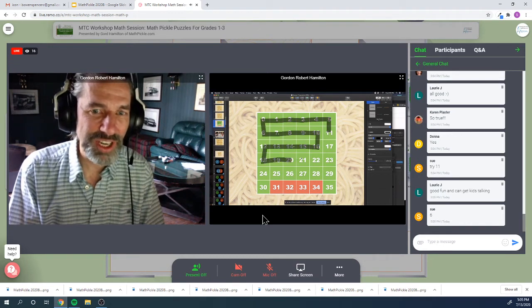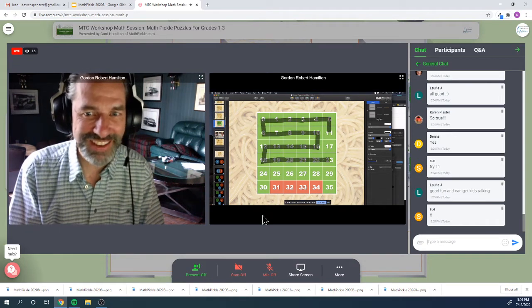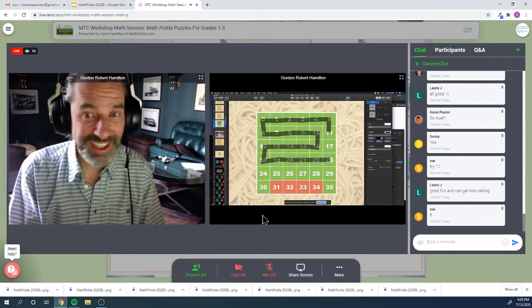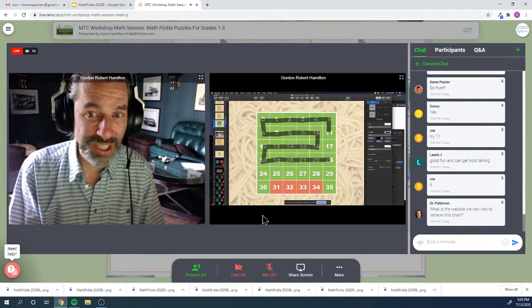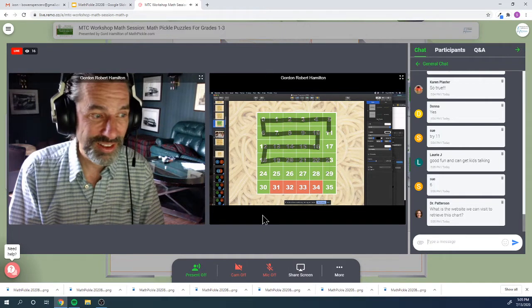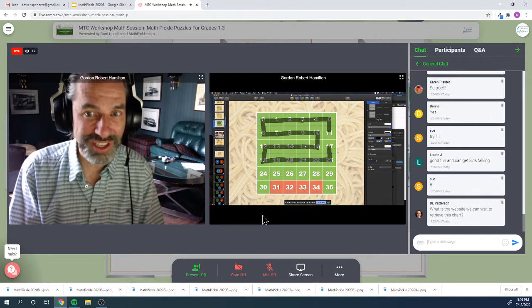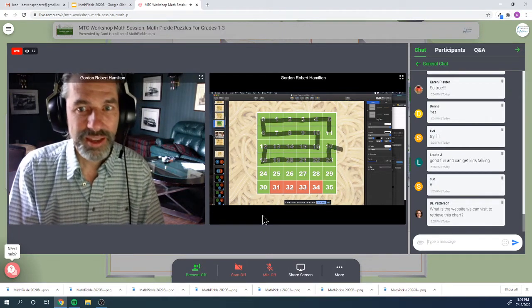But sure enough, something goes awry. We end up at 23, and now we have the choice of 17 and 29. Okay, of course we go to 17.